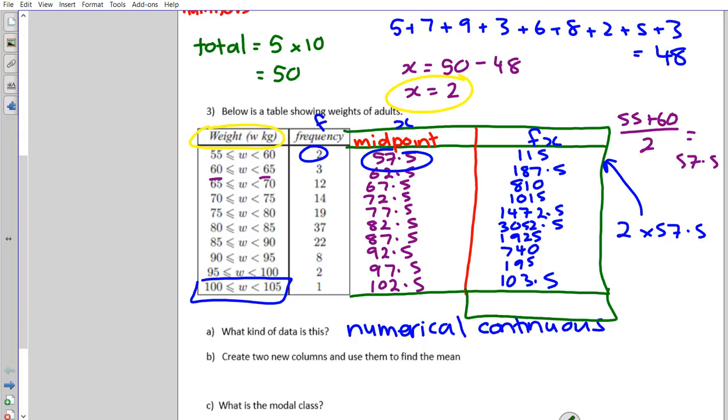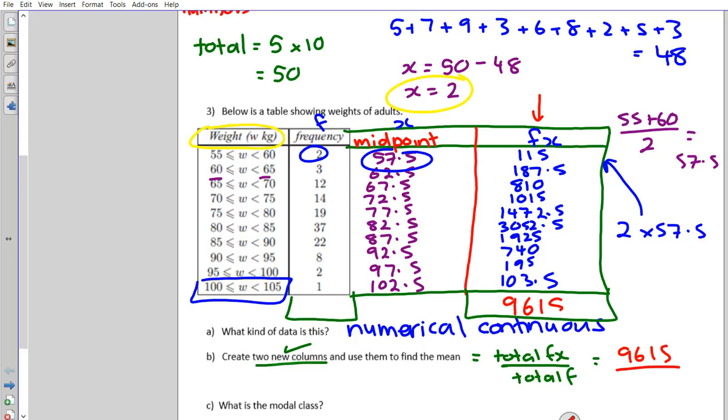So create your 2 new columns. We've done that, yay. And use them to find the mean. So the mean is basically going to be the total fx divided by the total frequency. So mean equals total fx divided by total f. So we've got to work out what each of these totals is. If you added up all of this column, the fx, plug it in your calculator, you should get 9615 divided by total frequency. Total frequency, add up all your frequencies, you should get 120.